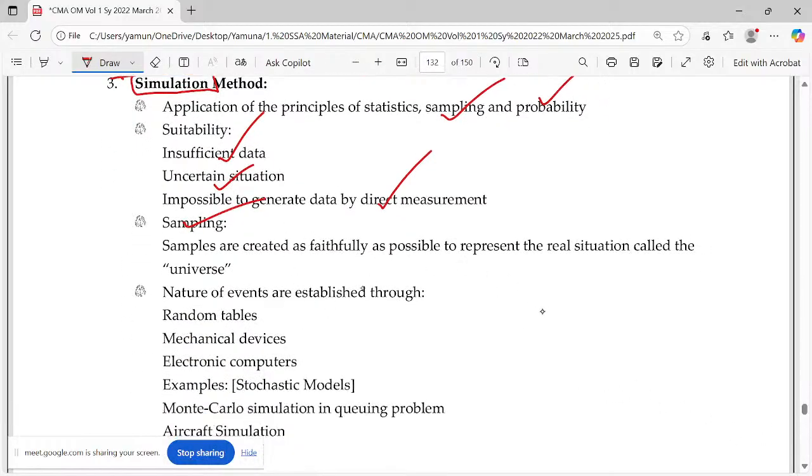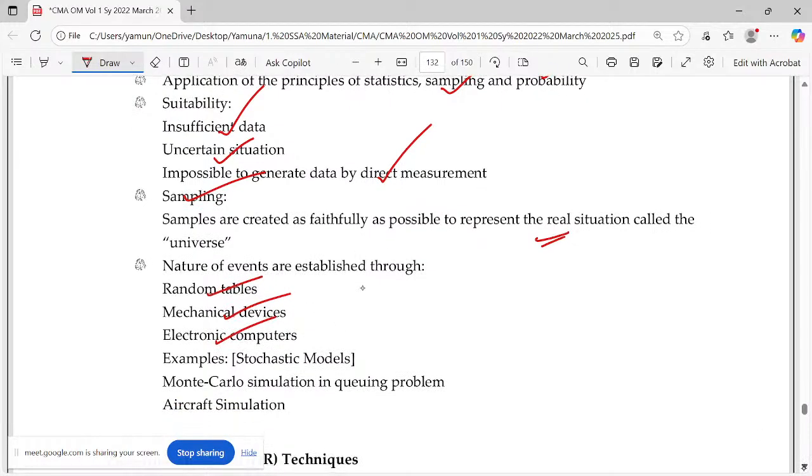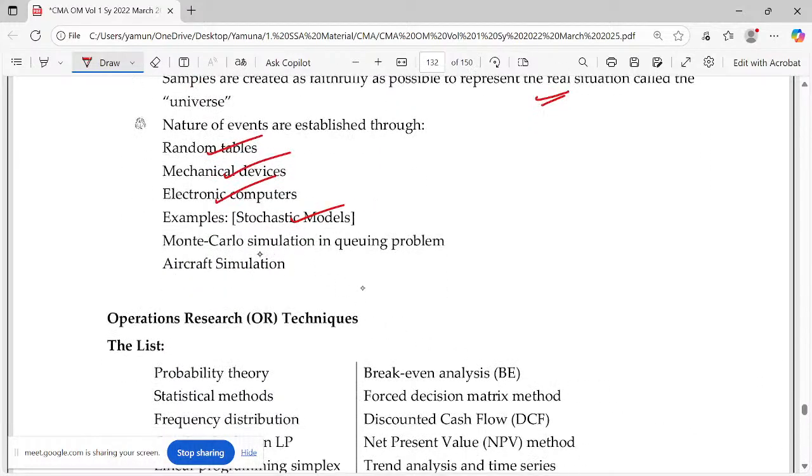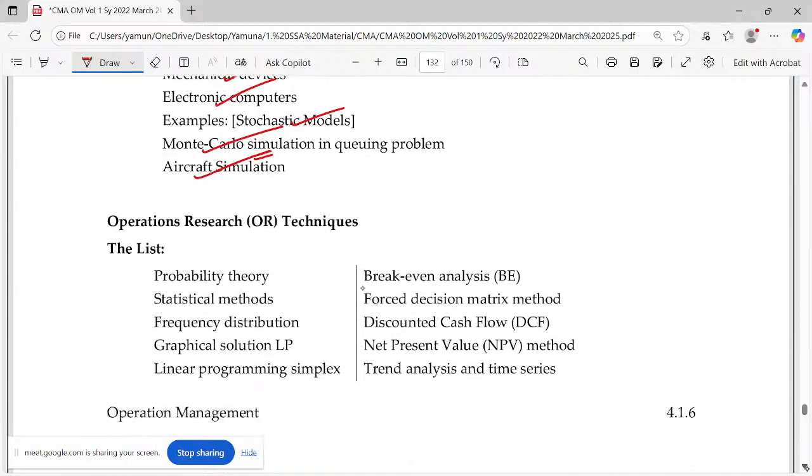When we go for sampling, we are trying to relate to the real situation: as if this is the real situation, how would we react? Then we take the help of random tables, random numbers, mechanical devices, and electronic computers. We also use stochastic models. In the simulation model, we use Monte Carlo simulation. In aircraft, they use aircraft simulation. So many things we can cover. So shall I continue? Operational research techniques.